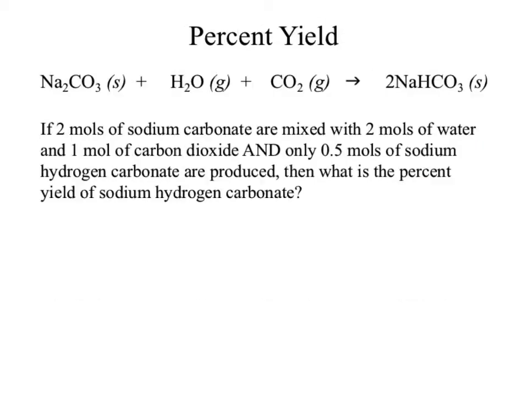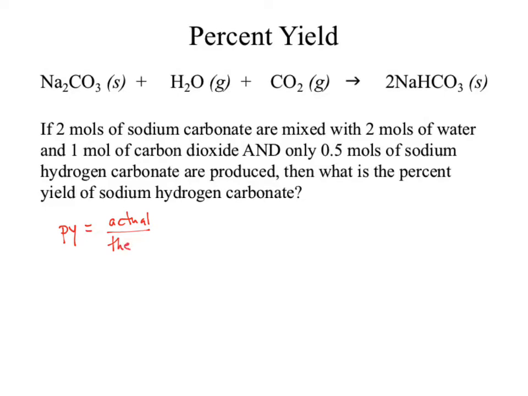So let's see. 2 moles of sodium carbonate are mixed with 2 moles of water and 1 mole of carbon dioxide, and only 0.5 moles of sodium hydrogen carbonate are produced. What is the percent yield of sodium hydrogen carbonate? What are we solving for? Percent yield. How do we solve for a percent yield? Actual over theoretical.